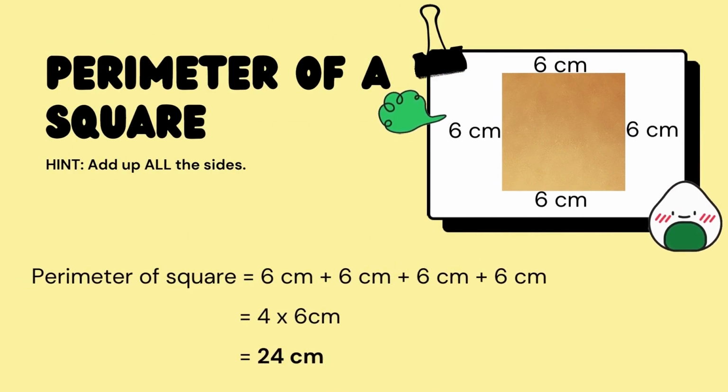Okay, let's look at an example. Let's say my side is 6 centimeters. You can see all sides are 6 centimeters. In order to find the perimeter of the square, I add up all the sides. So 6 plus 6 plus 6 plus 6 is also equal to 4 times 6. Other than doing 6 plus 6 plus 6 plus 6, I can do a shortcut by simply multiplying 6 by 4, which is 24 centimeters. So that is my answer for the perimeter of the square.